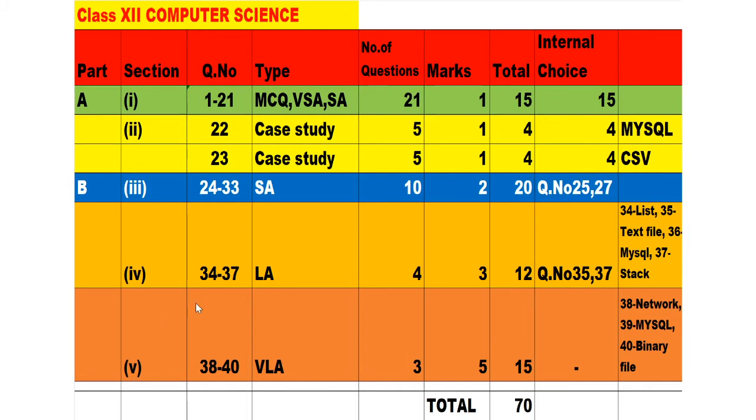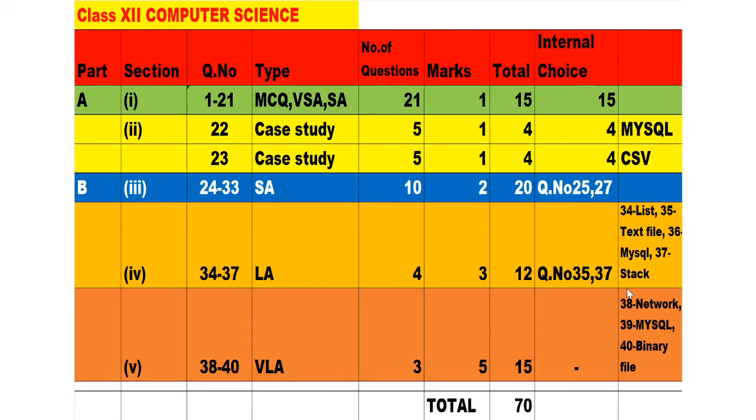In section 4, questions 34 to 37, long answer, you will get 4 questions of 3 marks each. So it is a 12 marks section, in which one question will be from list, the second from text file, then MySQL and stack. Two internal choices have been given. Anywhere some internal choices can be there in this sample question paper; in text file and stack there are internal choices.